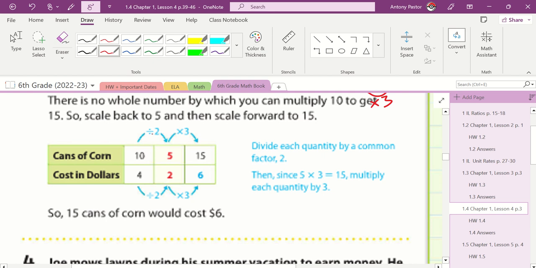We divided 10 by 2 to get to 5. We multiplied 5 by 3 to get to 15. We do the same thing here. 4 divided by 2 to get to 2. 2 times 3 to get to 6. So 15 cans of corn would cost $6.